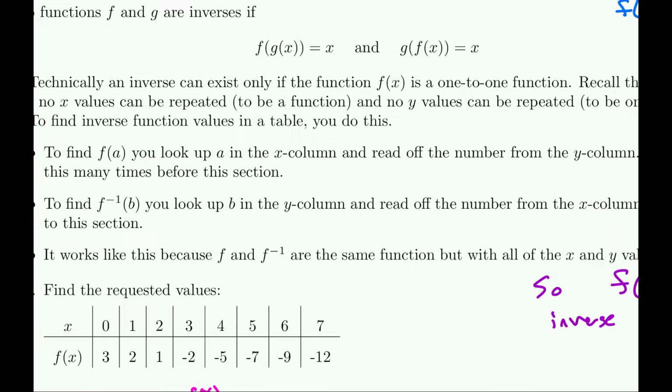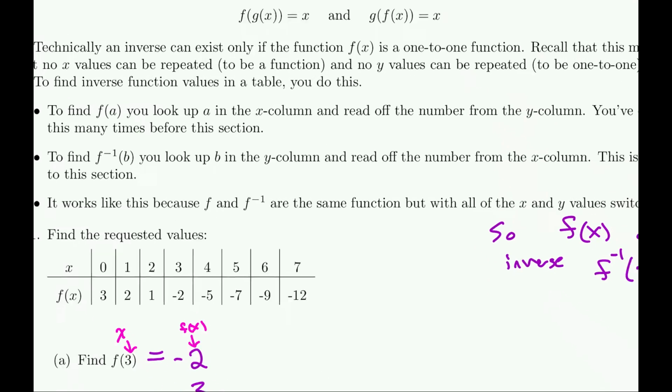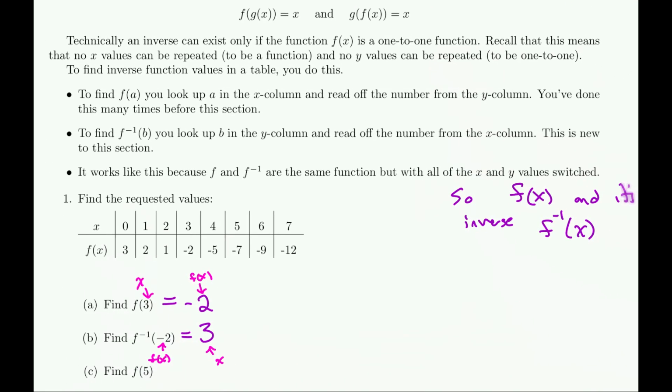And the reason for that, let's see if I say it here, that third bullet point, this is how inverse functions work. I'll explain that again. Because f and f inverse are the same function, but with all the x and y values switched, okay? They're the same function, but the x and the y values are switched. And that's how you find an inverse, by switching the x's and the y's.